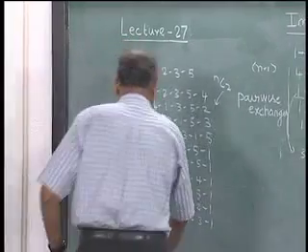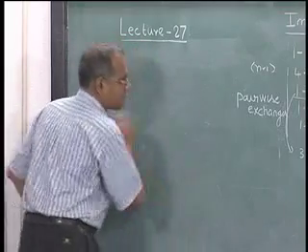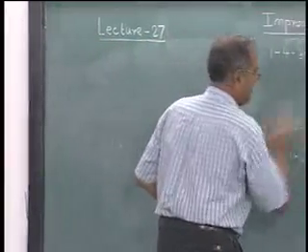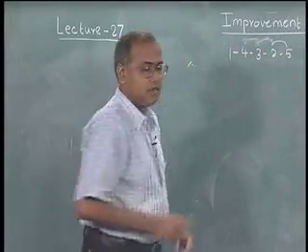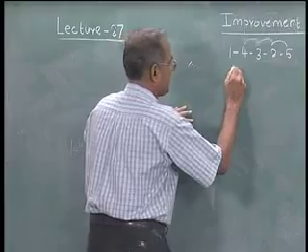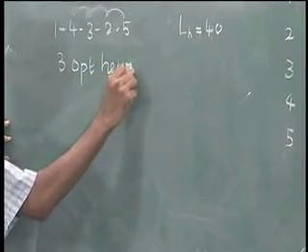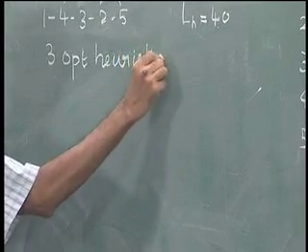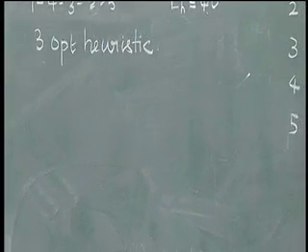Now, we look at another type of improvement heuristic, which is very specific to the travelling salesman problem. That is called the 3-opt heuristic, or a 3-way exchange heuristic. Now, if we look at a travelling salesman problem, let us assume we look at a travelling salesman problem.